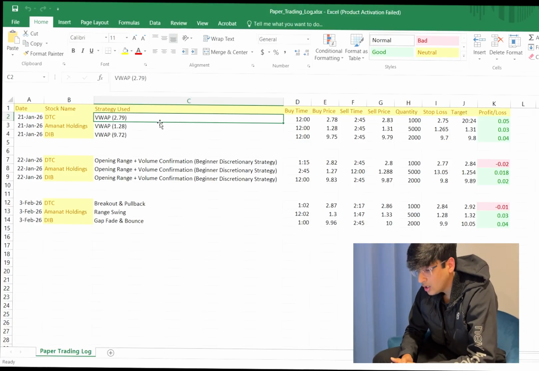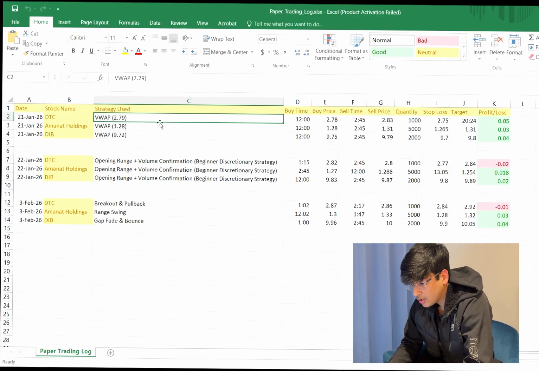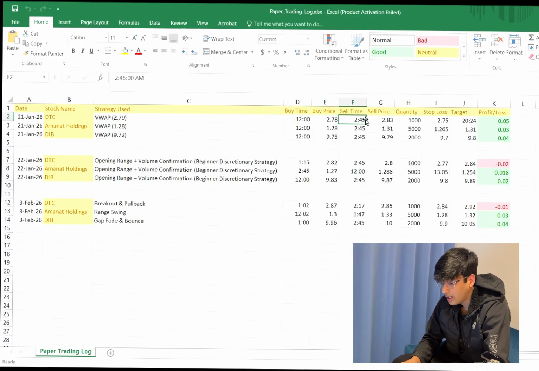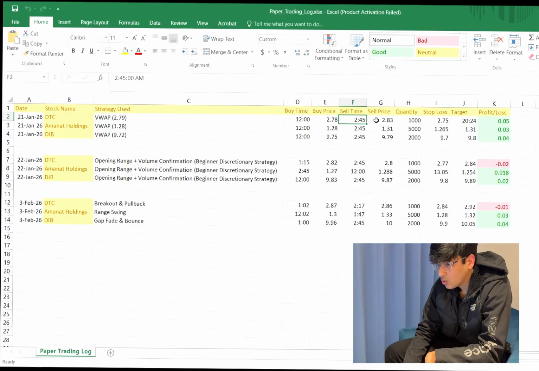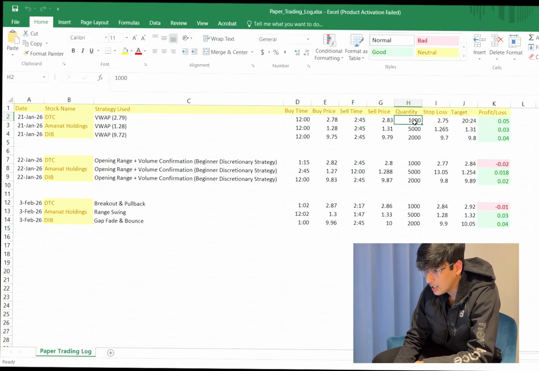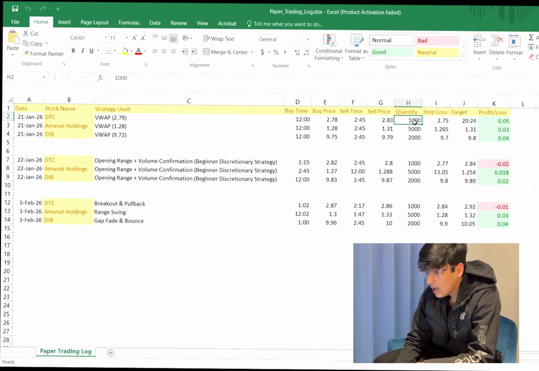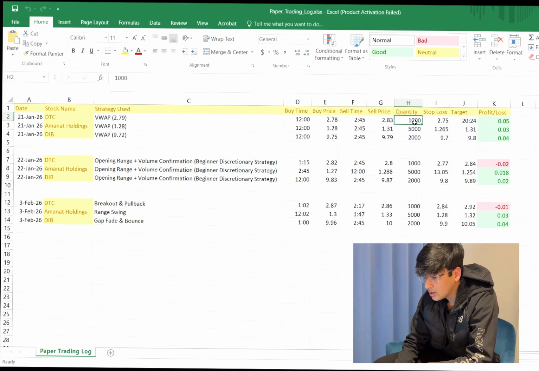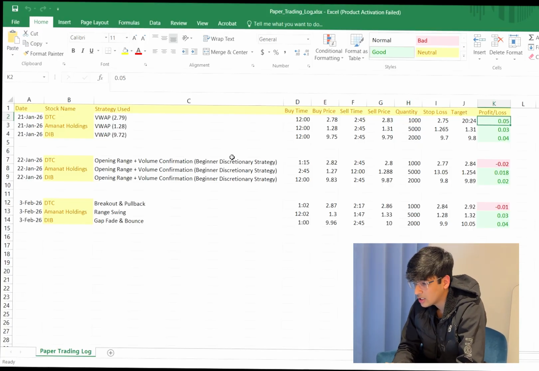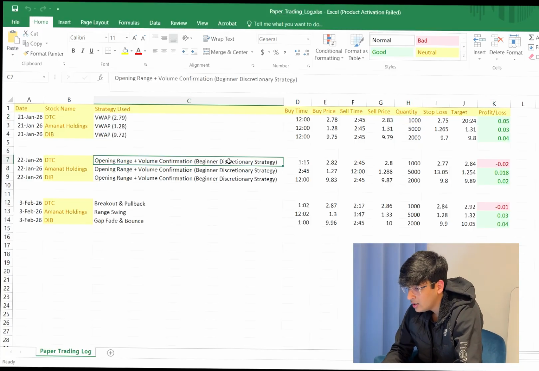VWAP is basically where you find the average price of the day. You typically bought when the price was near or slightly below the VWAP level to capture a mean reversion or trend continuation. Sold it when the market was about to shut down at 2:45 and the sell price was 2.83. I did use the help of my brother. He does trade in the stocks, so that's why I took help from him, and he told me the strategy.